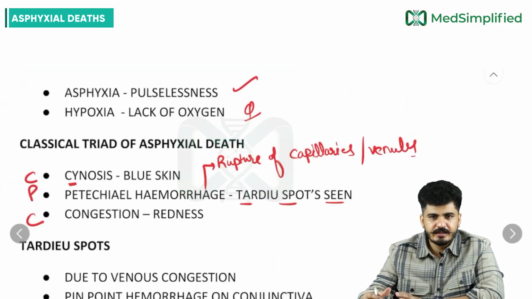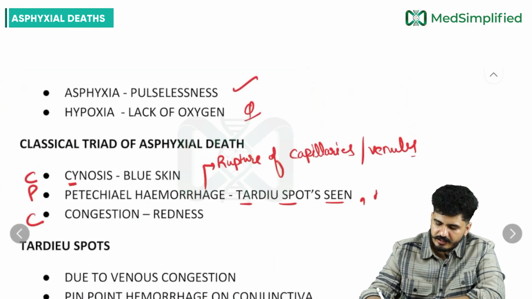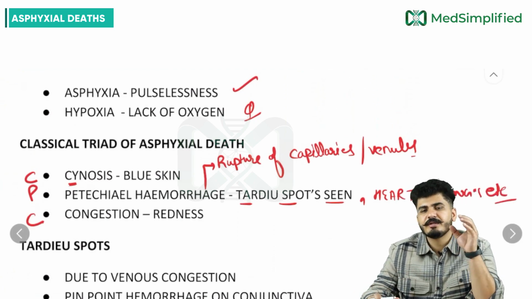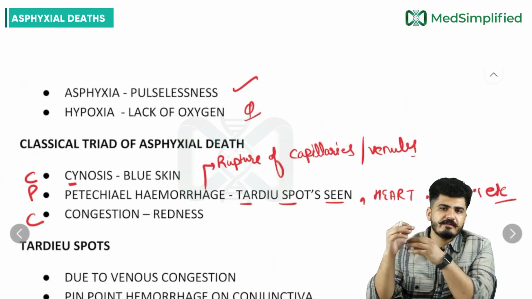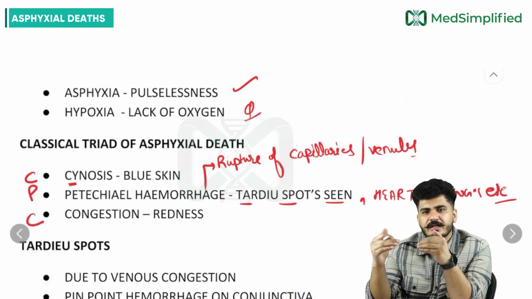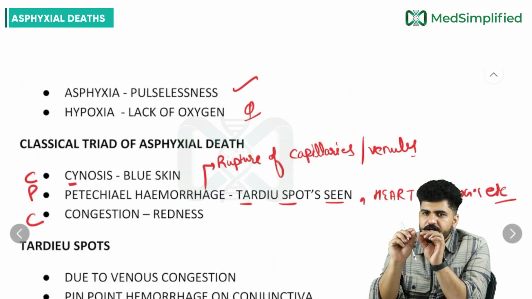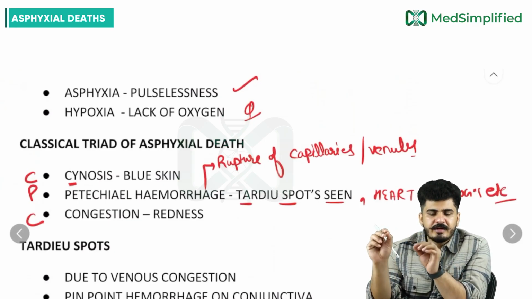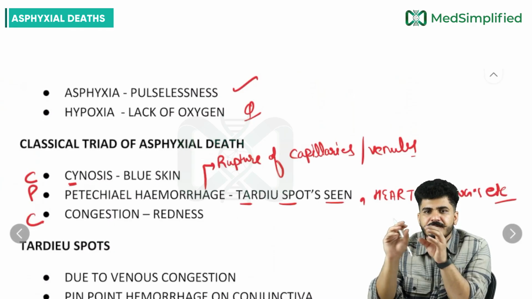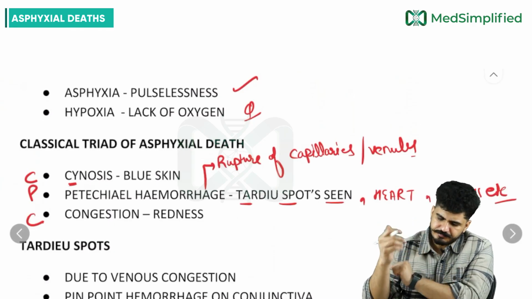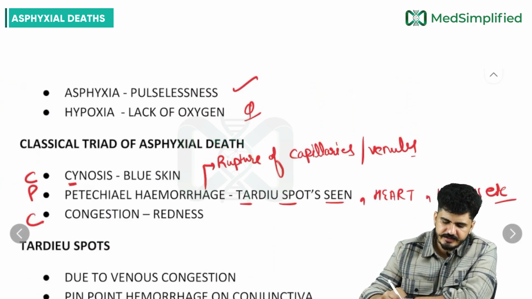And not only in the eyes, this petechial hemorrhage can also happen in the heart, can also happen in the lungs, etc. It can happen anywhere, most commonly seen as an external finding. If we see this petechial hemorrhage in the eyes, you will see there will be a Tardieu spot. Tardieu spots are nothing but pinpoint hemorrhage in the conjunctiva, my dear friends.